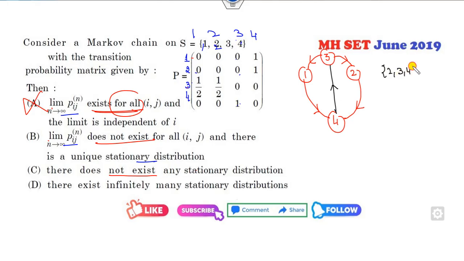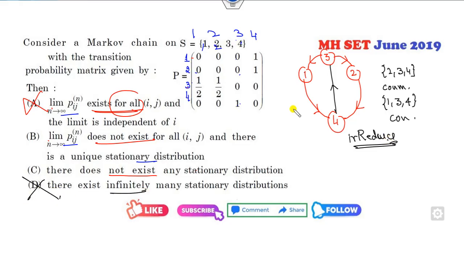Now clearly 2, 3, 4 is my communicating class. 1, 3, 4 are my communicating class. So clearly, if you start from 1 to 4, 4 to 3, 3 to 4, and so on, this is my irreducible, because you can start from 1 and reach each of the states. So once it's irreducible, an infinite Markov chain is not possible. Also, once it is irreducible, 'there does not exist' is also a wrong option, because once you have irreducible, definitely a stationary distribution exists.